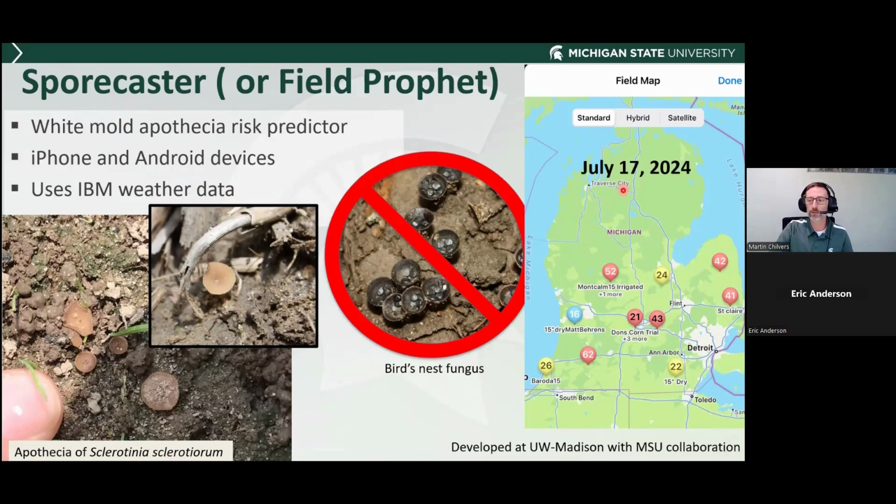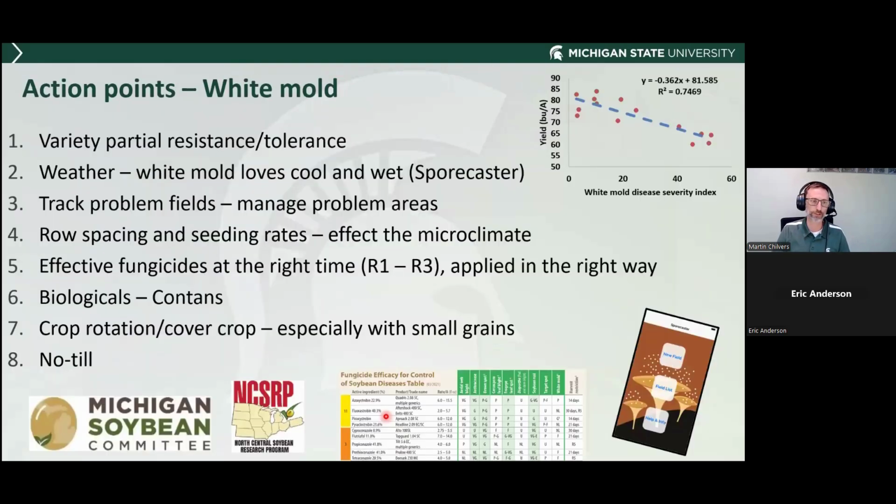And I pulled the model yesterday, and yes, we certainly are at risk in some areas, not all. And again, this is predicting the risk of those apothecia being present. So I encourage you to have a look at this, play with it, and then use all those other risk factors to think about, am I at risk? Should I be making a fungicide application?